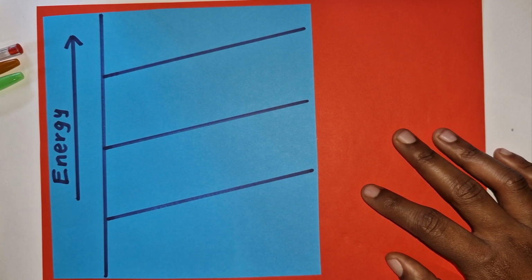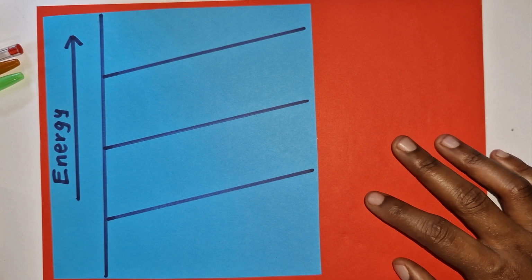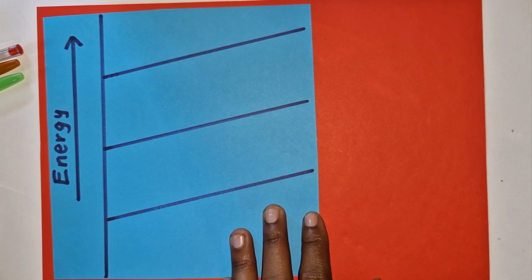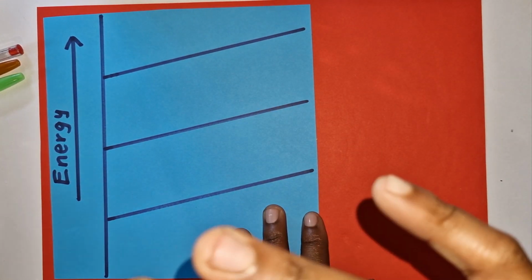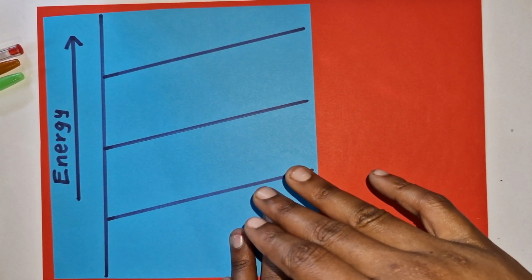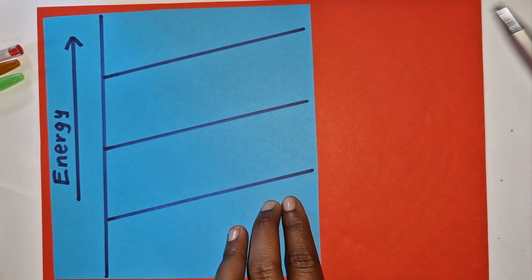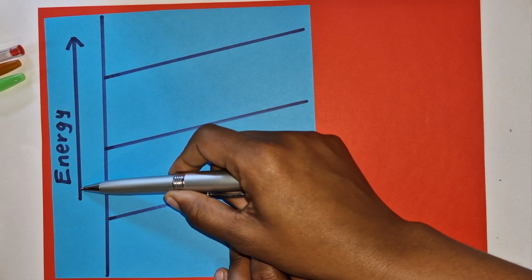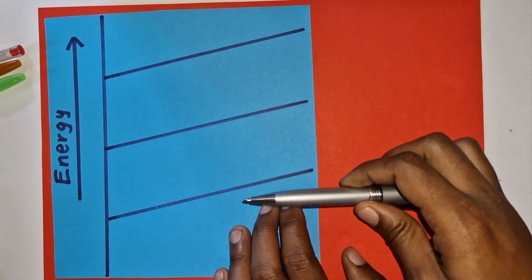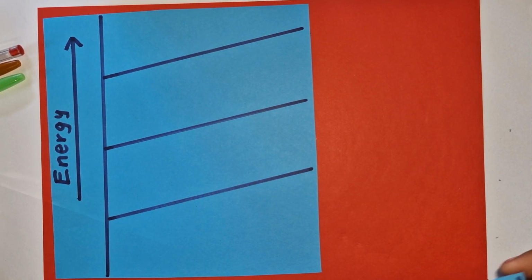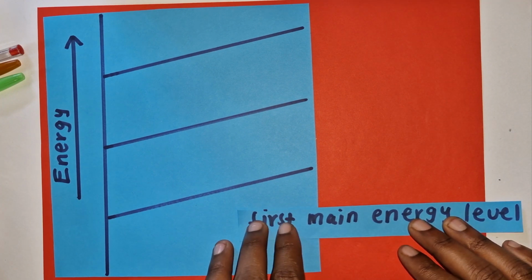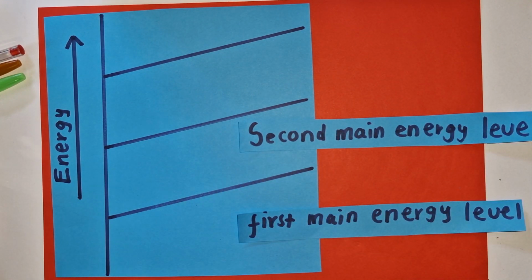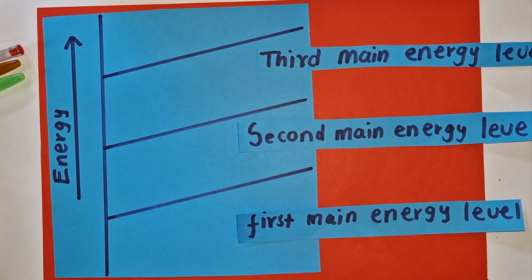Remember, I said to you that within the energy levels, we have orbitals. So we have different orbitals. We have s orbitals, p orbitals, d orbitals, f orbitals. But for this video, we will only talk about the s and the p orbitals. So remember, the energy levels were increasing from the nucleus. So that's why on the vertical, you'll have energy which is increasing. And then let's say here you have the first main energy level. Then you have the second main energy level following the first one. Then you have the third main energy level.